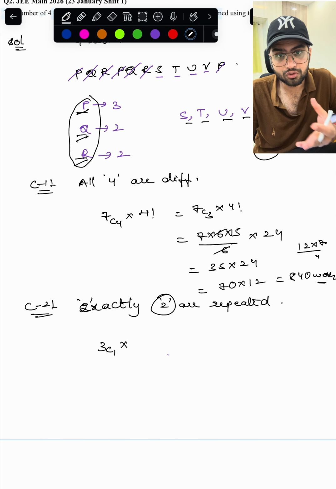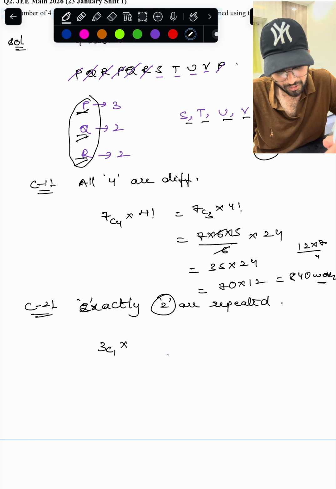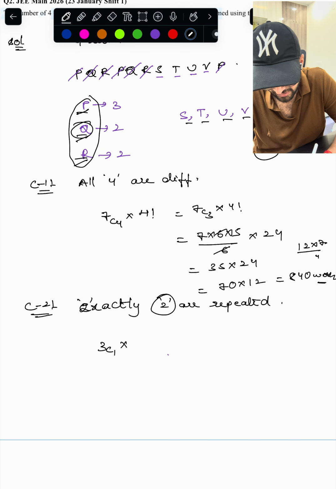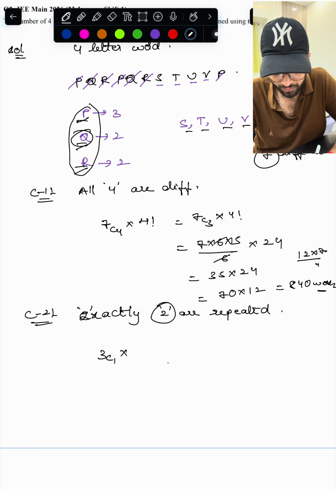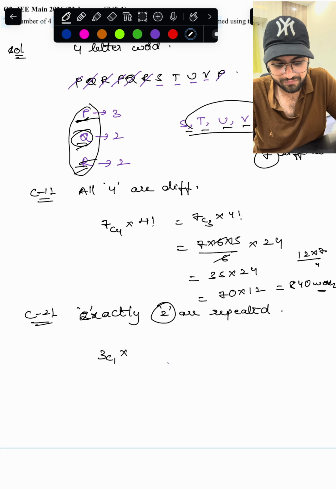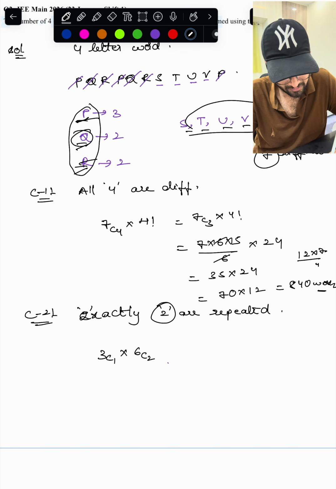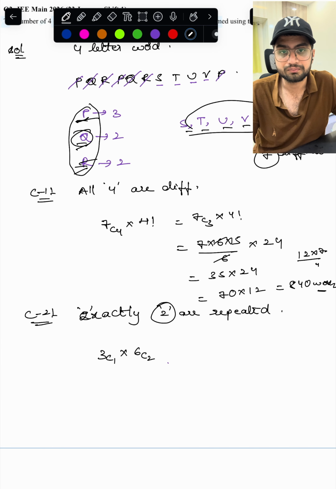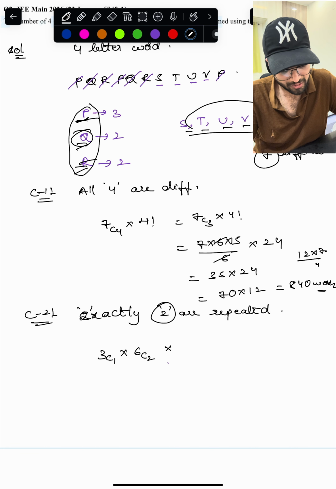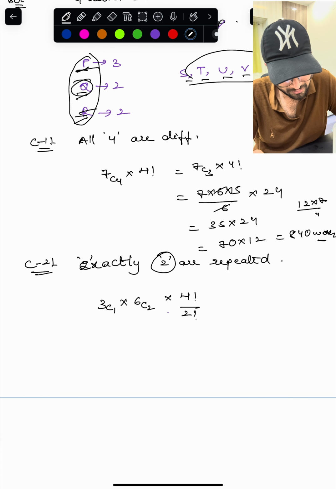Now I can take 2 of those letters, and I need 2 more letters which have to be different. Suppose I selected Q and have taken all the Q's, now I have 6 different letters. From those 6 different letters I need to select 2. So finally I have 4 letters, out of which 2 are repeated. In how many ways can I arrange them to form a word? 4 factorial by 2 factorial.